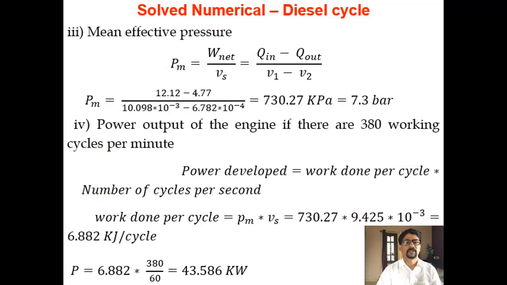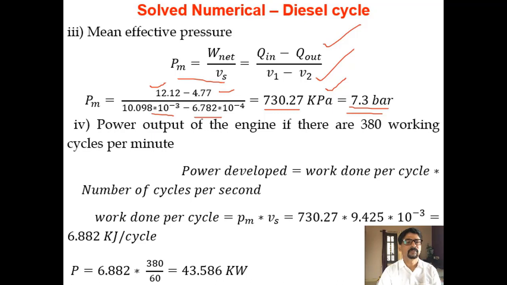So let us calculate mean effective pressure. Mean effective pressure PM is given by W net by Vs, that is net work done by stroke volume. Net work done is nothing but Q in minus Q out, and stroke volume is nothing but V1 minus V2. You already know the values of Q in, Q out, V1, V2. So substitute and simplify, and we will get mean effective pressure as 730.27 kilopascal. You see here Q in and Q out are in kilojoules, so this answer will always be in kilopascal. Then you have to divide it by 100 to convert that into bar. Generally the pressure has to be expressed in bar.